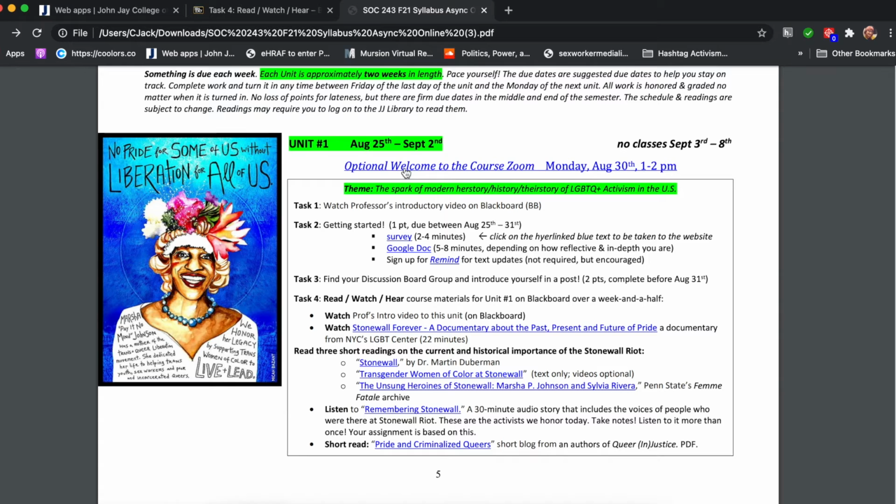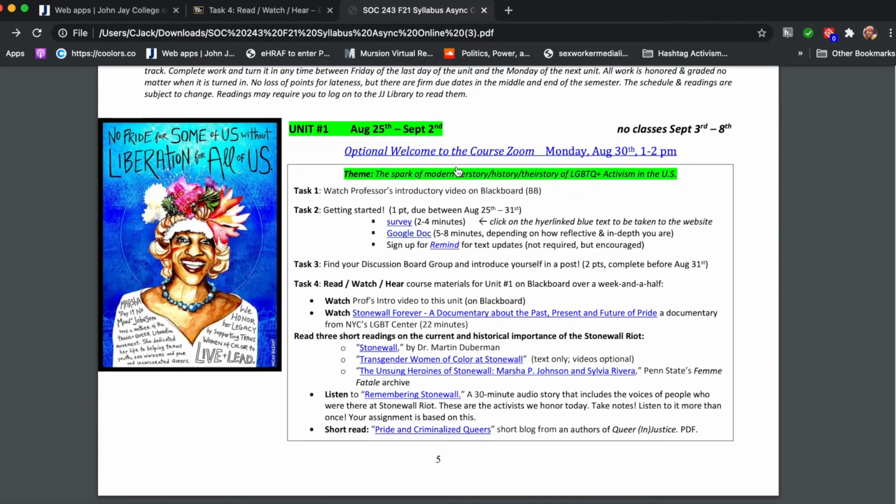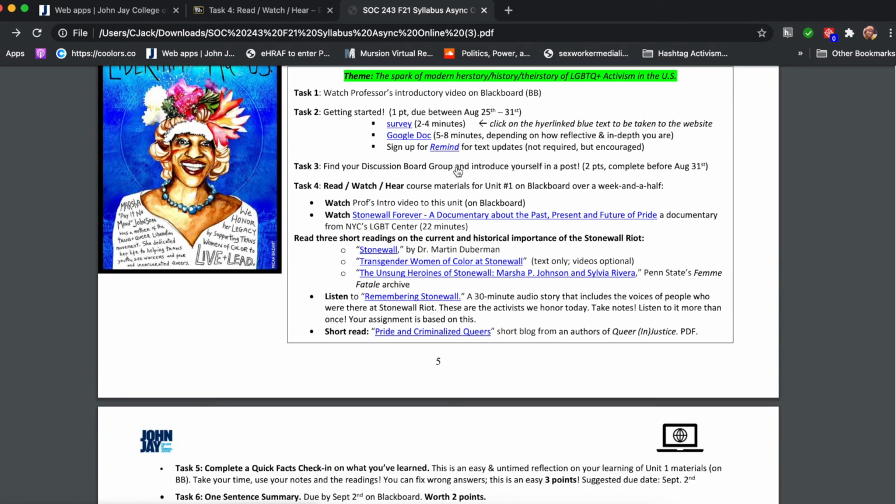Note that for Unit 1, there will be an optional welcome to the course Zoom on Monday, August 30th from 1 to 2. Totally optional. You get a point of extra credit for coming, but it's the only time that we'll meet together as a full class, and that's why it's optional, because we're asynchronous. It's just a chance for you to hear from me what the class is about and also to ask questions.